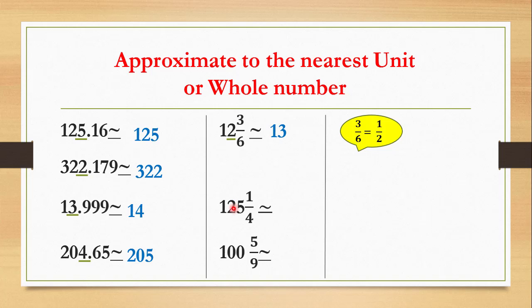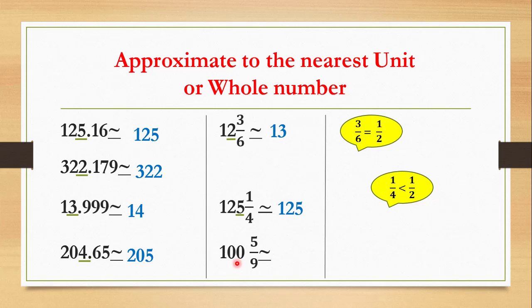The next one, we have 125 and 1 over 4. In the same way, I'll take this fraction and compare it with half. 1 over 4 is less than half, so don't add 1. So 125 and 1 over 4 is approximately equal to 125. Don't add 1 because 1 over 4 is less than 1 over 2.